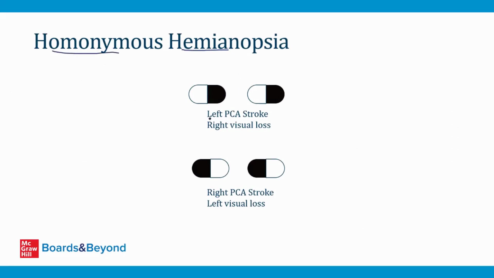So for example, if you have a left posterior cerebral artery stroke, that will damage the occipital lobe on the left side of the body. This will result in right-sided visual loss of both eyes. So this visual field in one eye and this visual field in the other eye will both be lost. This type of visual field defect is called homonymous hemianopsia. On the other hand, if you have a right PCA stroke affecting the right occipital lobe, this will lead to left-sided visual field loss, like what's shown here in this image.